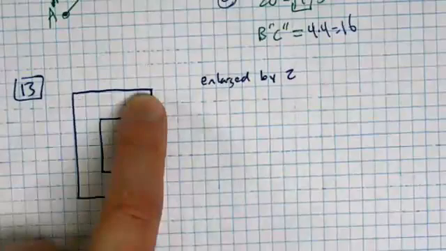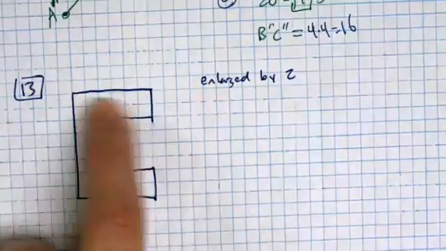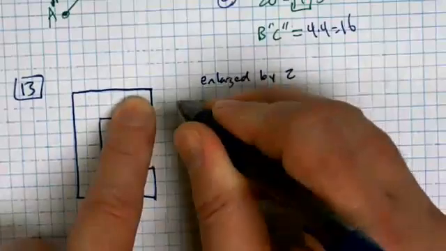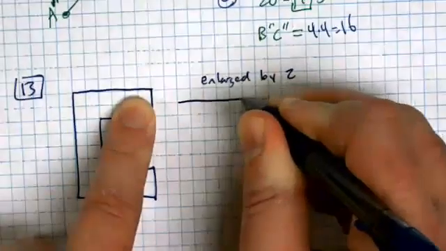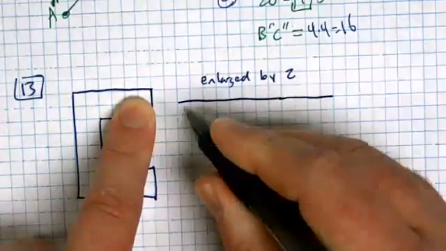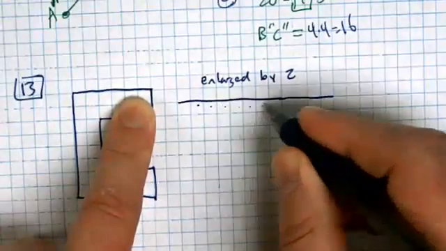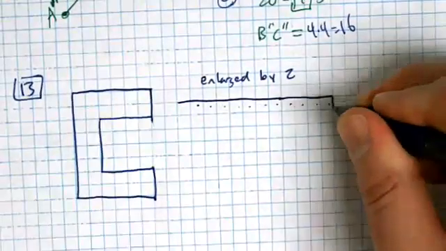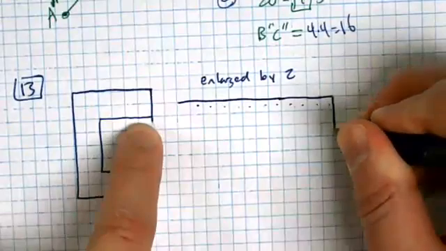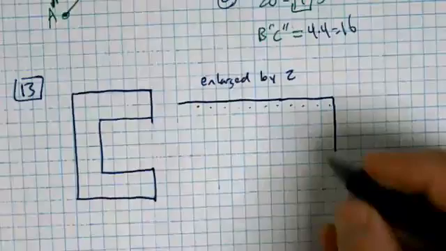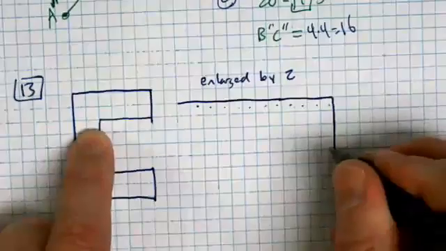If I were doing this, I would notice that the top of my C shape here is 6 units wide. So I'm going to have to double it, I'm going to have to make it 12 units wide. Instead of going down 2 here, I'm going to go down 4 here. You get the idea? Instead of going over 4 here, I'm going to go over 8 here.